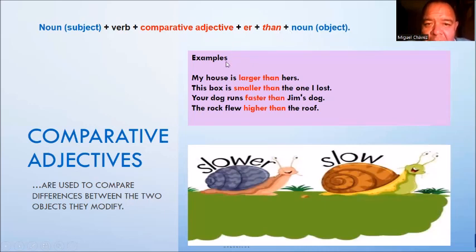Check again the examples. In the first one, we have my house is larger than her house. We are comparing two houses and we are saying that the first one is larger, is bigger than the second one. Comparative adjectives then are used to compare differences between the two objects they modify. We have slow as the adjective, slower is going to be the comparative form.